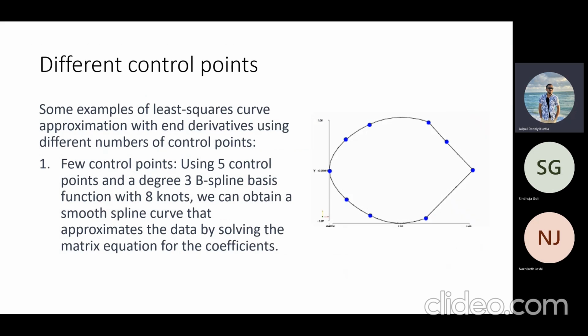So what are control points? We just discussed them, and the different kinds of control points. It seems like we may have three different categories of control points for this given curve. Initially, we consider only five control points, which we name few control points. In this case, we use only five control points and a degree 3 spline basis function. With 8 knots, we can obtain a smooth spline curve that approximates the data by solving the matrix equation for the coefficients.